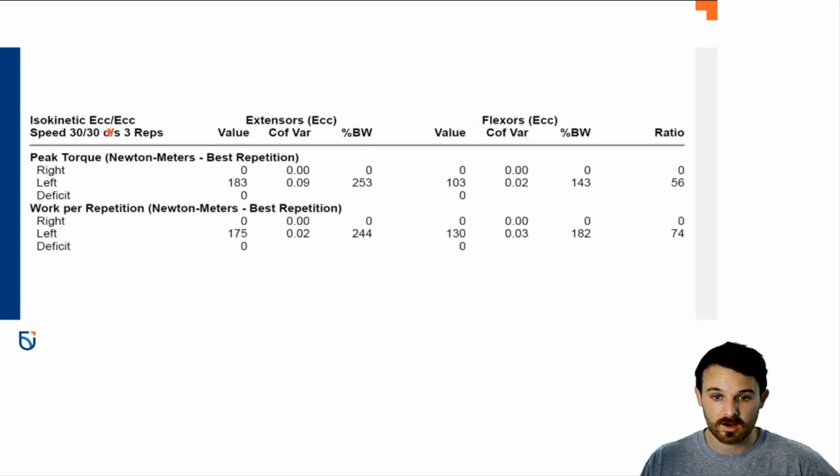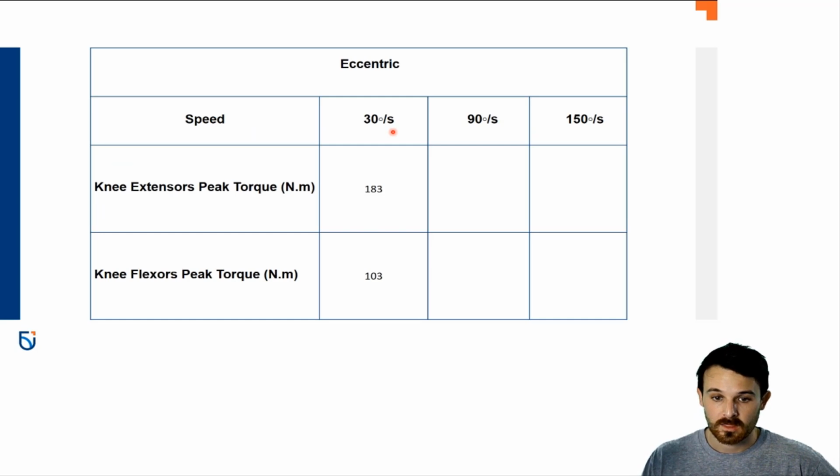Eccentric on our extensors and then eccentric on our flexors. At 30 degrees per second here, slowest speed. Again, we're going to look at just our peak torque for that best repetition. We have 183 for our quads and 103 for our hamstrings. I'll write that in the table. Then we'll pull this one up.